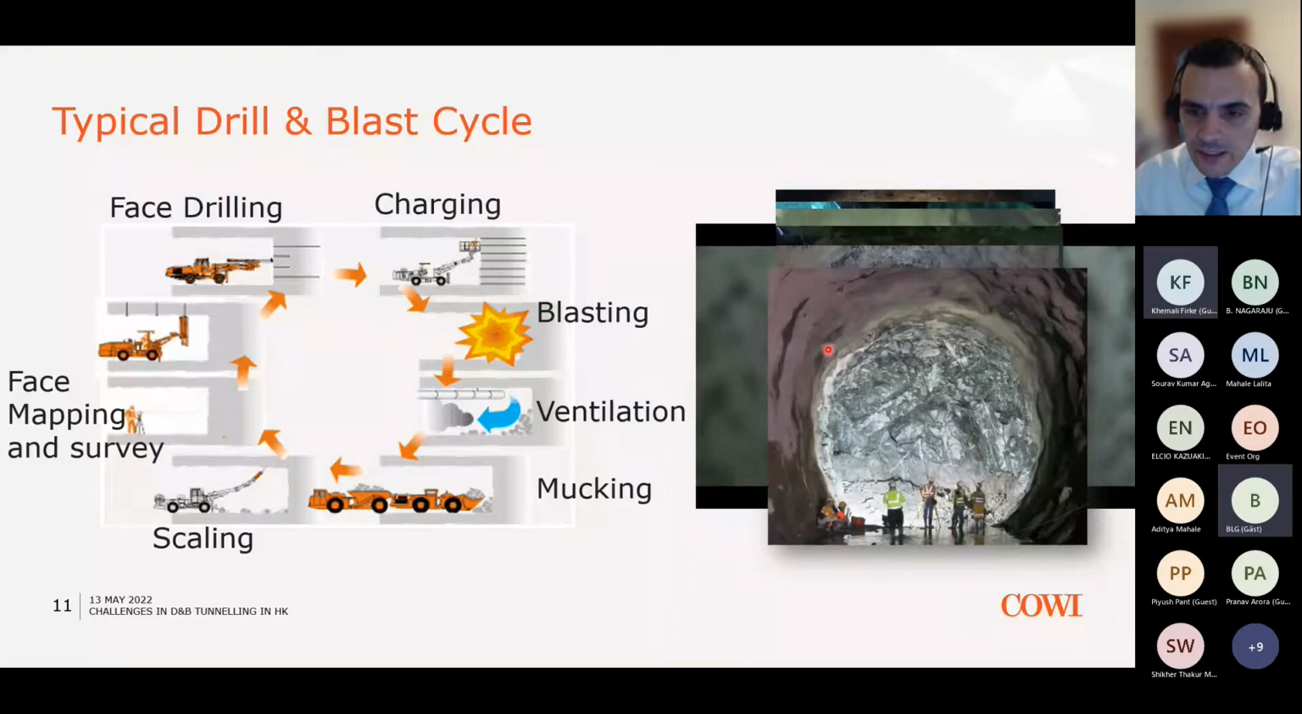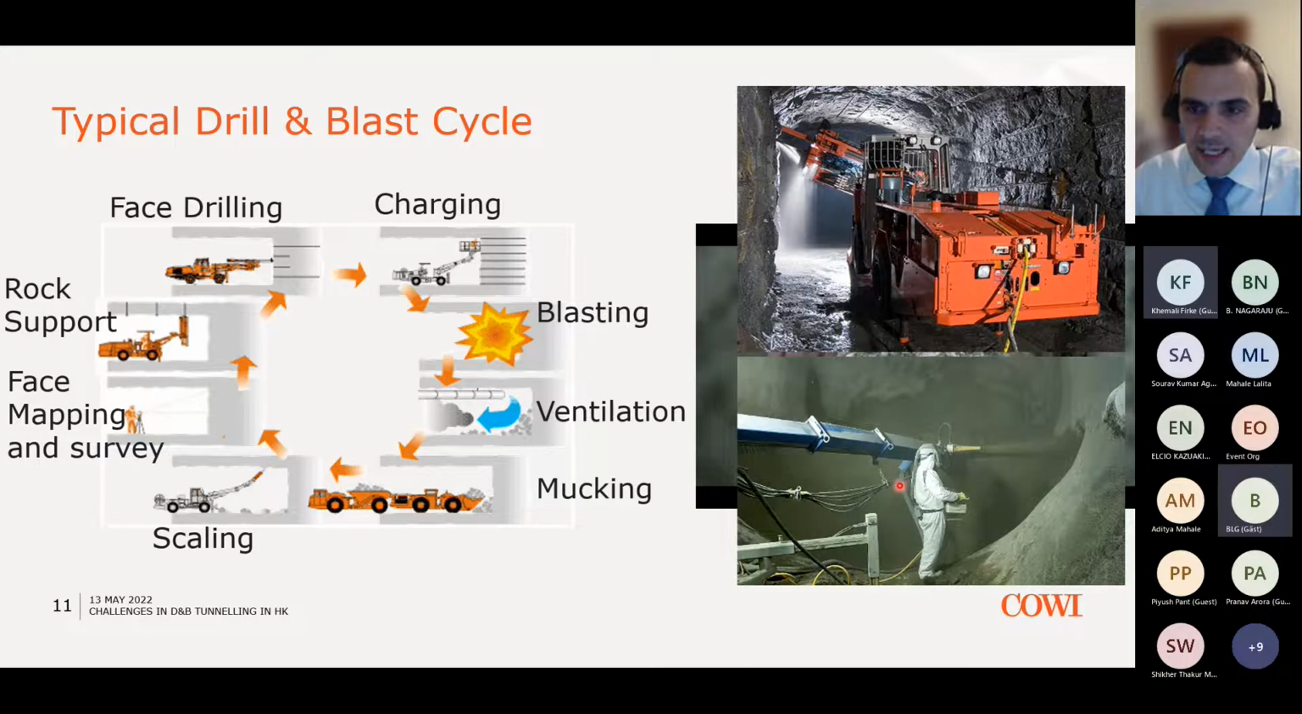Once scaling is finished, then people can move closer to the face, but always below an area that has been supported, so that they can do the face mapping and the survey and decide what support needs to be installed in the blasted area. And the last step of the cycle is to install the support, which for a drill and blast tunnel typically consists of rock bolts and sprayed concrete. That's the last part of the cycle. And then the next cycle, the next advance, starts.